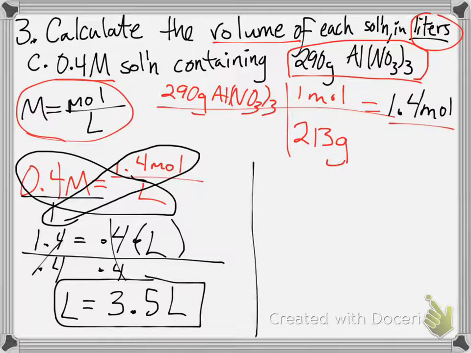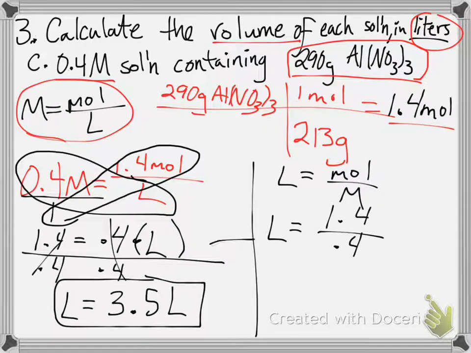The other method, I said you arrange your equation first. And when we arranged our equations to begin with, we found out liters is just going to be moles divided by molarity. So then I just plugged it in that way. Liters equals moles, which was 1.4, divided by our molarity of 0.4, which is kind of what we did here. And you're still going to get 3.5 liters.